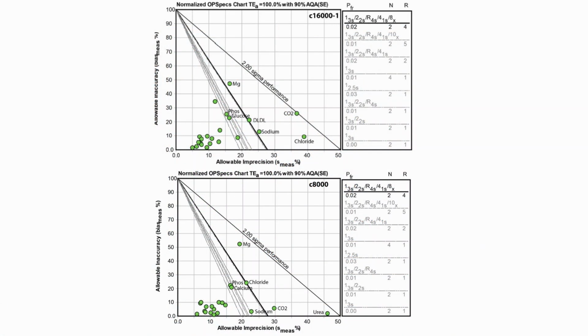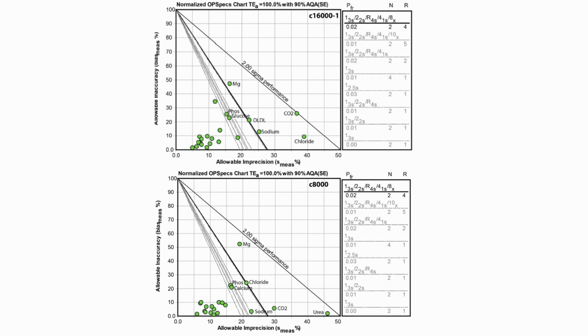And if you actually assess this on 2 different analyzers, these are Abbott Architect analyzers, a C16000 versus a C8000, you can see a line of 3 sigma performance going straight down the chart. You can plot where the sigma metrics are, and you can see most of them are down in the solid ground, the green area. But we do have a few that are in that in-between: magnesium, CO2, direct LDL, sodium, chloride.